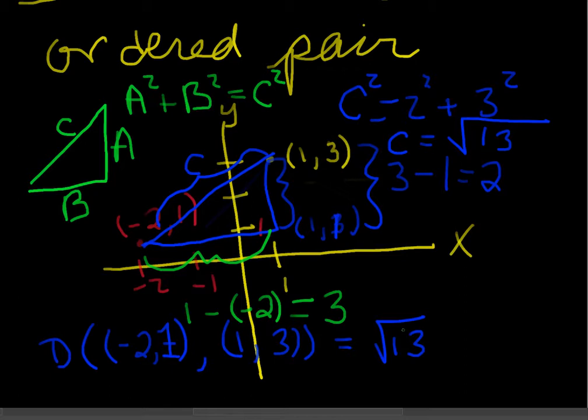So let's talk about how to do that in general. We can see that there's nothing special about the point 1, 3 or the point -2, 1. All we did is look at the distance between them as if they were the hypotenuse of a right triangle. And so we just need to know the change in the y coordinate and the change in the x coordinate. We looked at those distances, squared them, added them together, and took the square root.